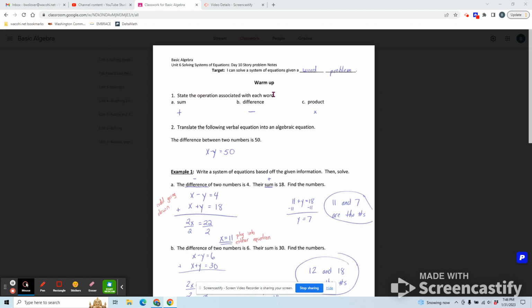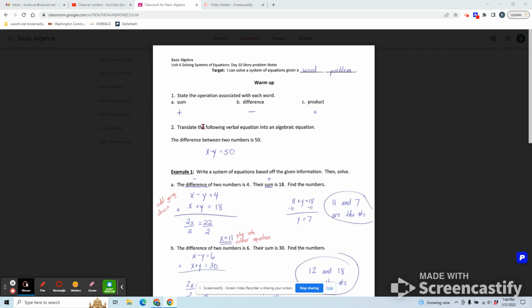Since we're doing word problems, we should probably refresh our memory on what some of these operations are. So when we see the word sum, it means plus, we're adding. Difference means subtract or minus. And product means we're multiplying.